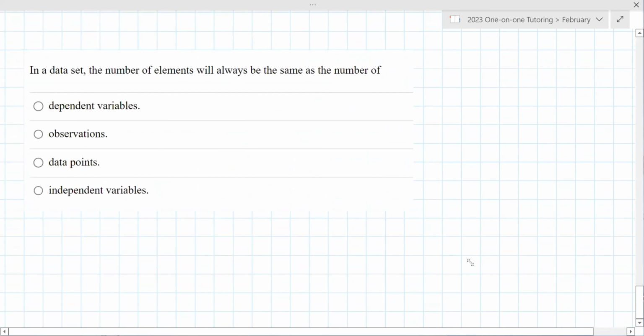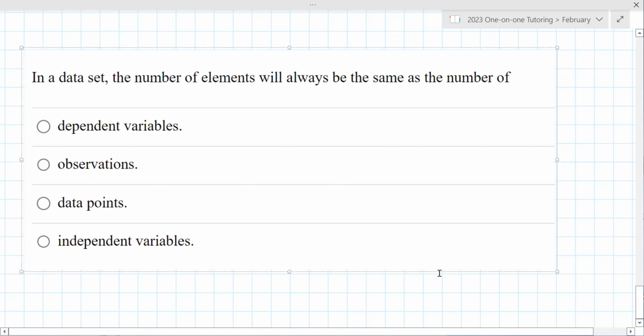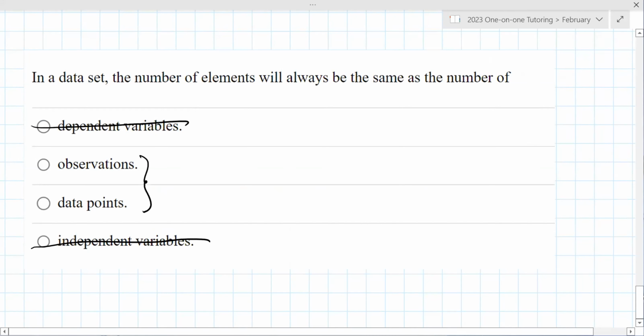All right, in a data set, the number of elements will always be the same as the number of, so this is interesting. So I'm drawn to, okay, so I'll tell you what it's not. It's not those. Observations and data points, the number of elements.